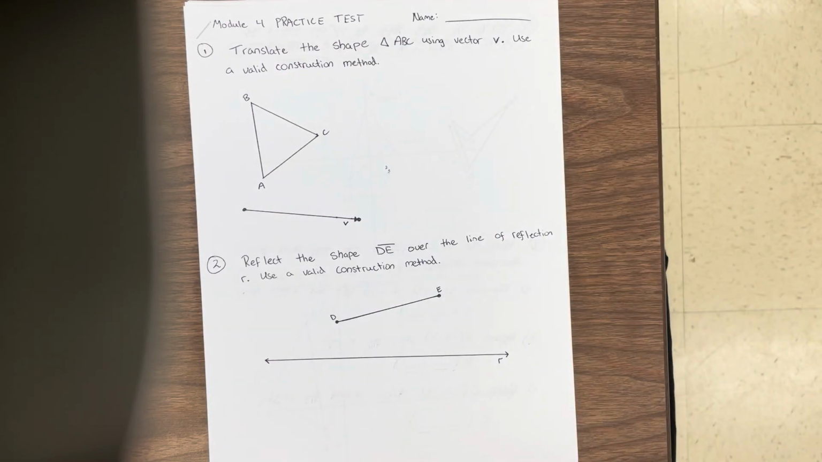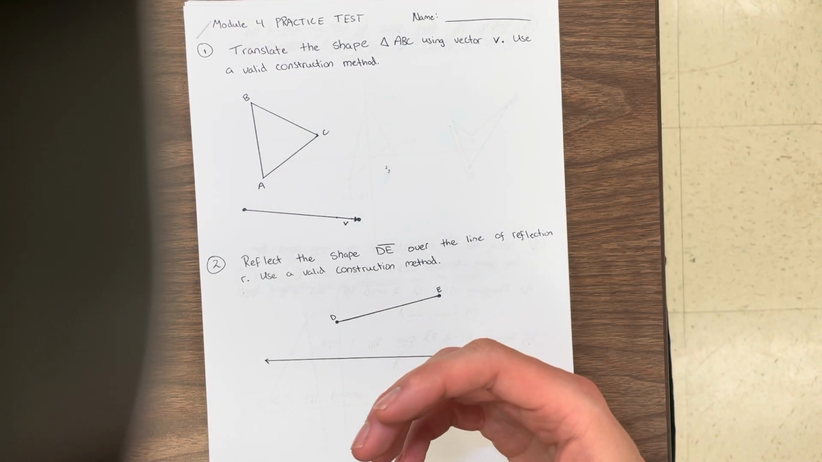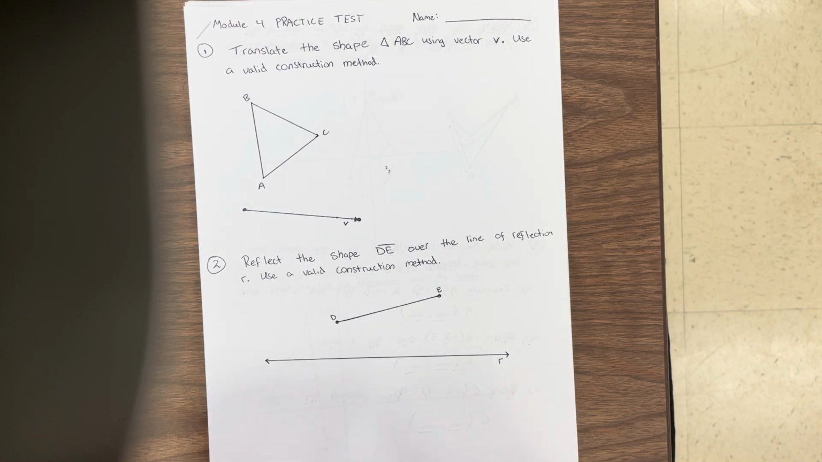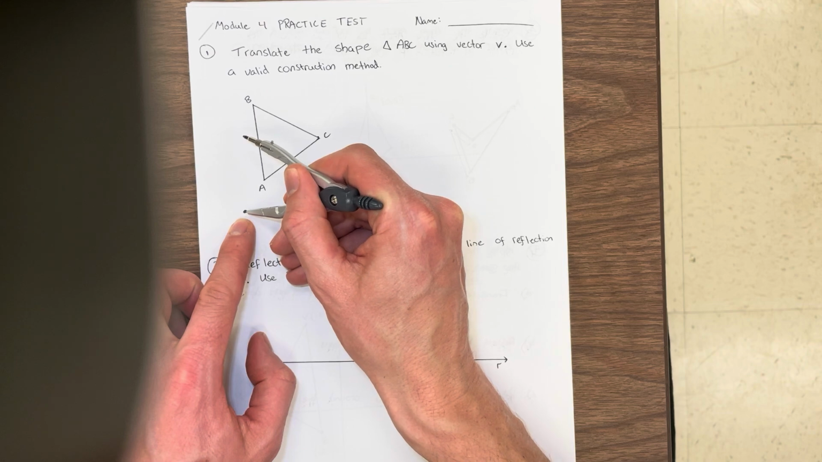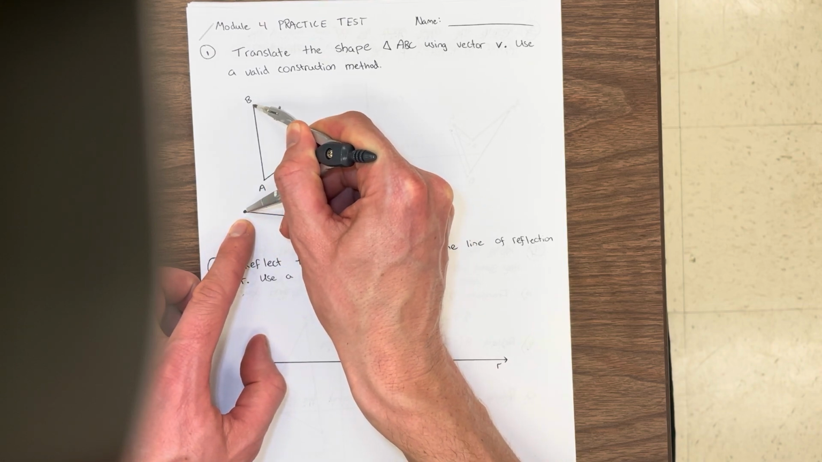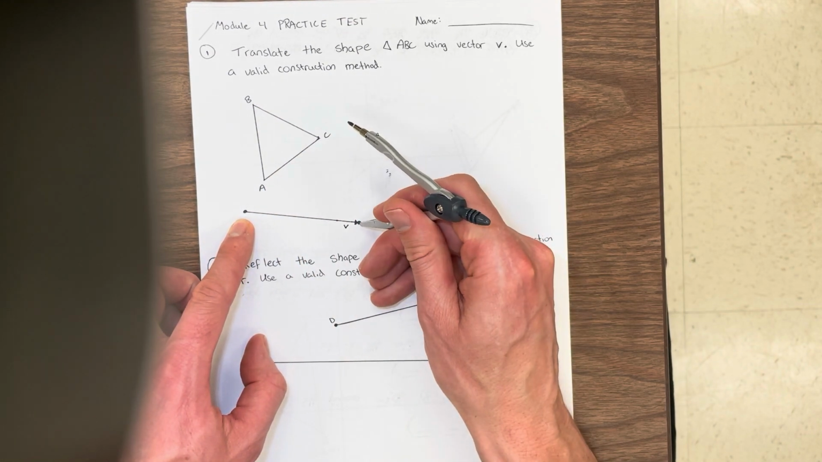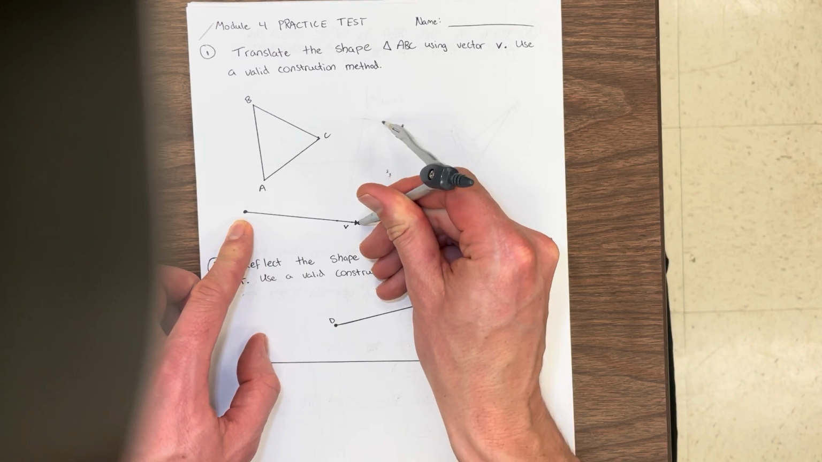Okay, so the first one, translation, we've got 3 methods we can do. I'm going to do the compass method. So with the compass method, we go to the start of the vector, set our compass to a point on the shape, go to the end of the vector, and draw an arc.